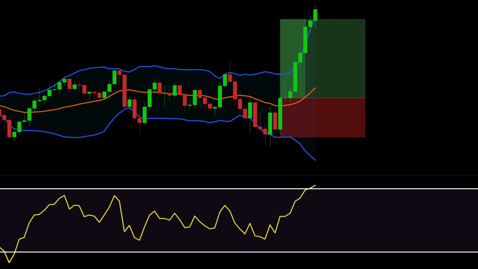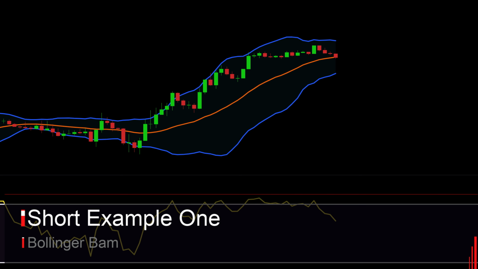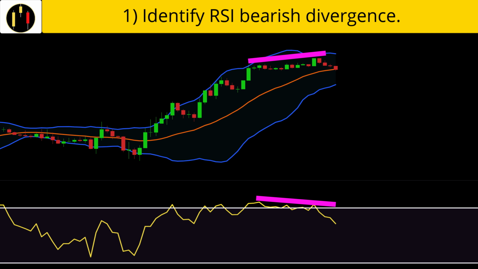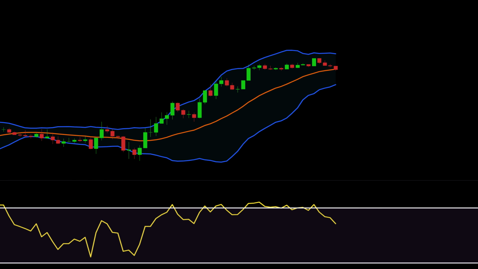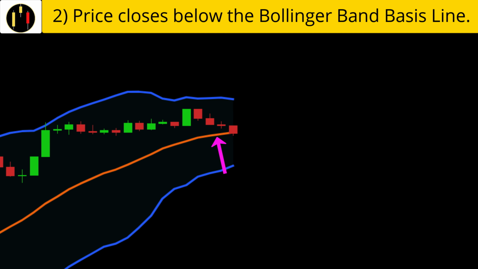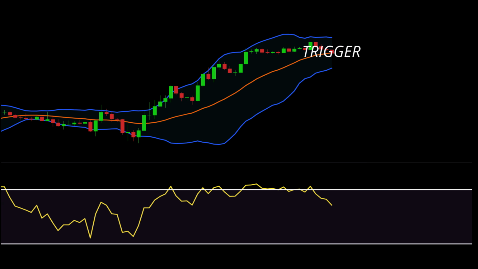Now we flip to shorts. This is what I will test for shorts. First, identify RSI bearish divergence. Here we can see a clear higher high on price accompanied by a lower high on the RSI. The second rule requires a candle to close below the Bollinger Band basis line in orange, but not touch the bottom Bollinger Band. All of that happens on this candle here.